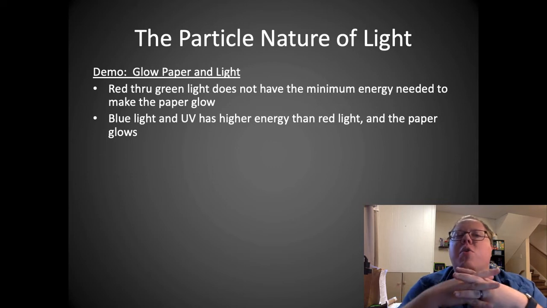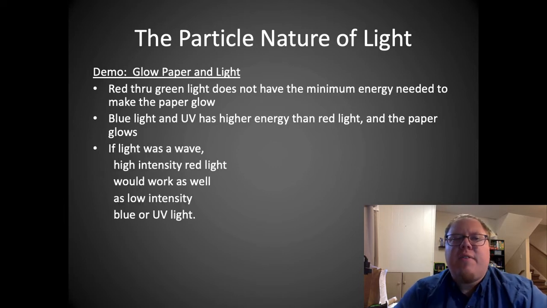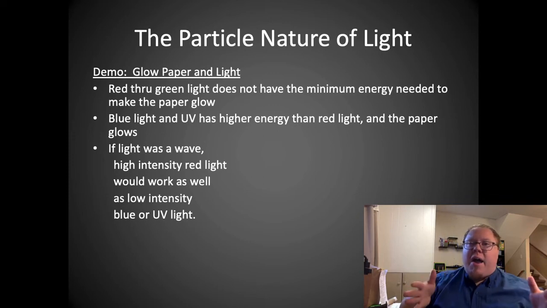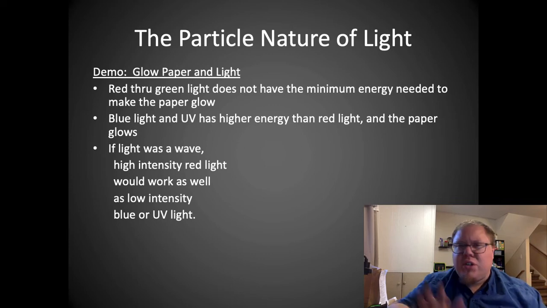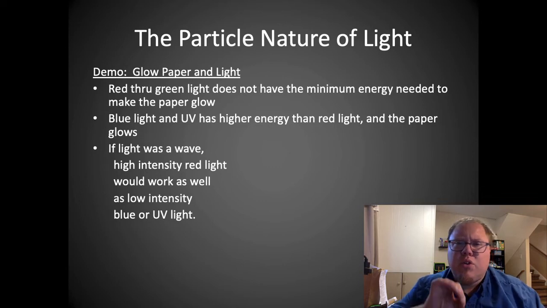Now, why does this show that it's a particle and not a wave? It's because if light was a wave, then high intensity red light, like very, very bright red light, would have just as much energy as a low intensity blue or UV light. Like, if I had a lot of red light that was really, really bright, that would have just as much energy as, say, a very dim blue light or UV light. Those would be equal amounts of energy, essentially, if light was a wave.